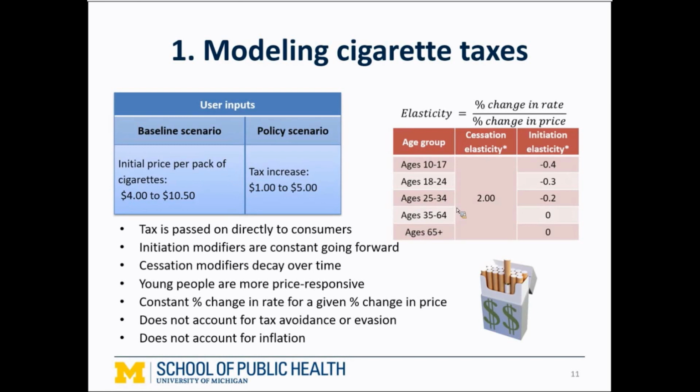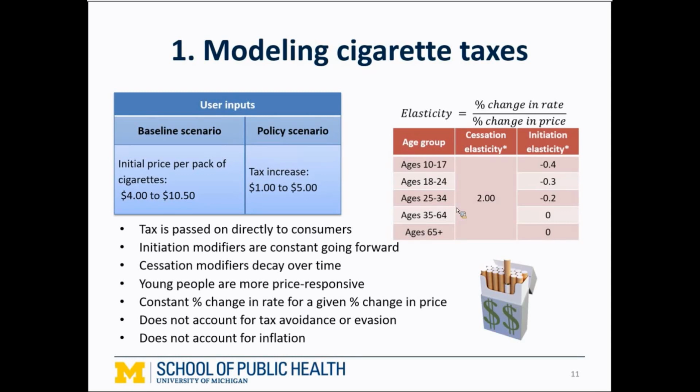We also assume that there's a constant percent change in the initiation and cessation probability for a given percent change in price. And whatever the percent change in price, there's a corresponding percent change in probabilities that is applied using the elasticity shown in the table here. And doing this allows us to obtain the appropriate initiation and cessation modifiers for our policy.